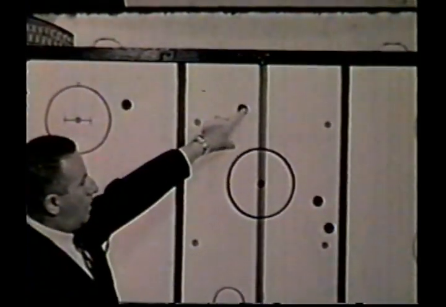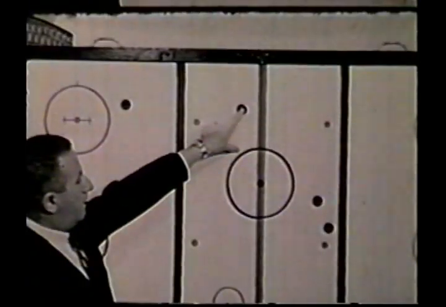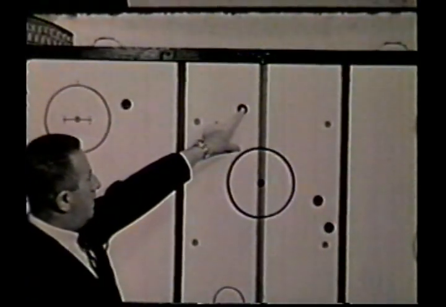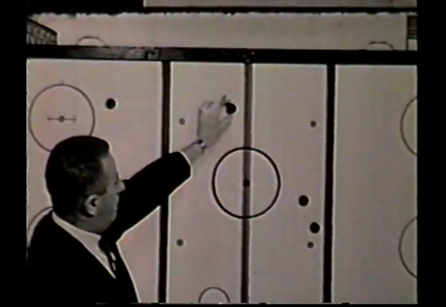Here's another example. Our left defenseman passes the puck across his blue line to his left winger like this, who is waiting onside at the center red line. This is a legal pass.